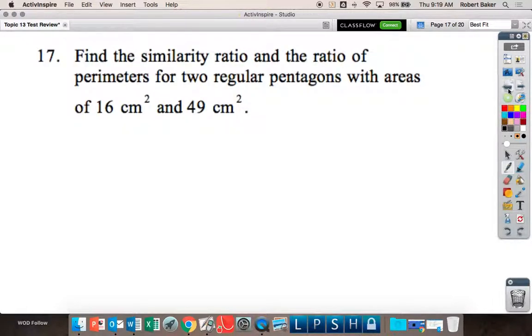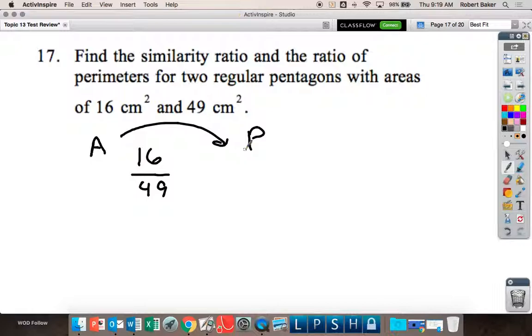Nope, I think I skipped number 16. Let's go to 17. It says find the similar ratio for the perimeters of the two regular pentagons if you have an area of 16 over 49. So right now we have an area ratio, which is 16 over 49. We're trying to go backwards and solve for a perimeter ratio.